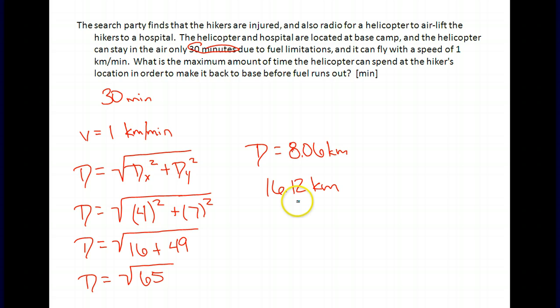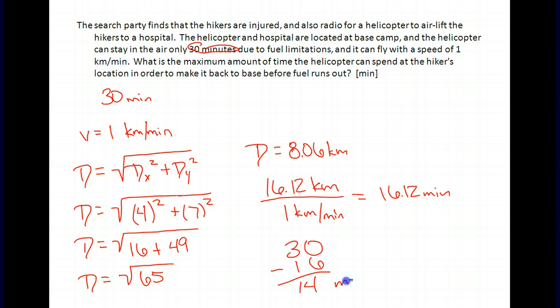So now that we know that, it's going to take 1 kilometer per minute. So how long is it going to spend going out there? 8.06 minutes going out, 8.06 minutes coming back, so 16.12 minutes flying in the air. So then how long can it spend hovering out there? Good. Subtract that, and let's just round that to 16, so let's just say 14 minutes, okay?